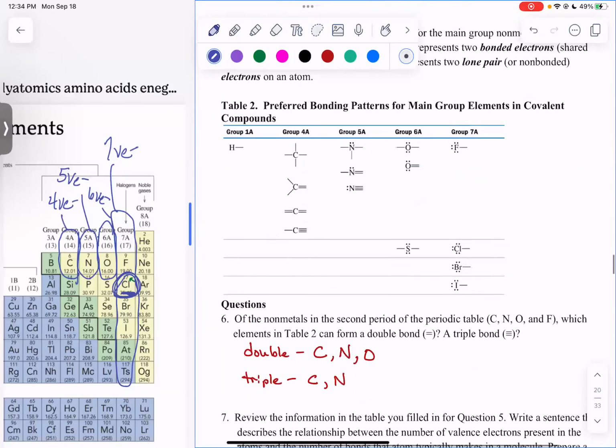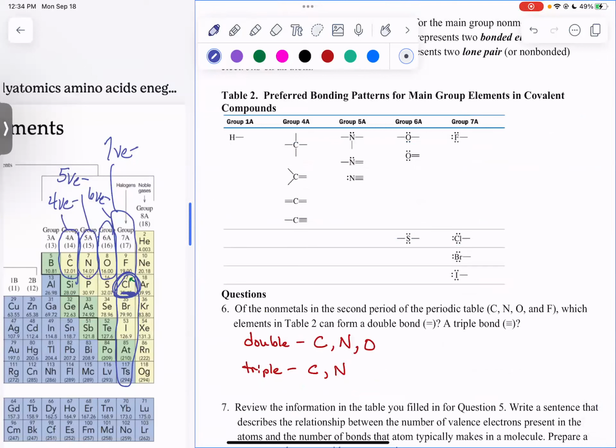Okay. So now, this is a really cool table that shows you the different bonding patterns that main group elements can make. And if you think about it, it makes sense. Carbon wants to have 8 valence electrons, but only has 4. So it can make 4 single bonds. It can make 2 singles and a double. It can make 2 doubles, or it can make a single and a triple. Either way that it does it, it'll have a total of 8 valence electrons, so it will be happy.